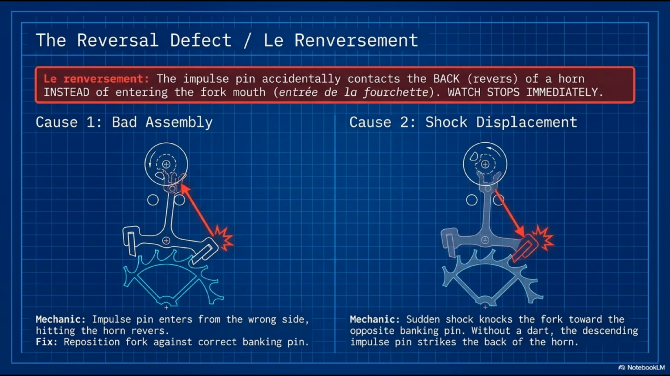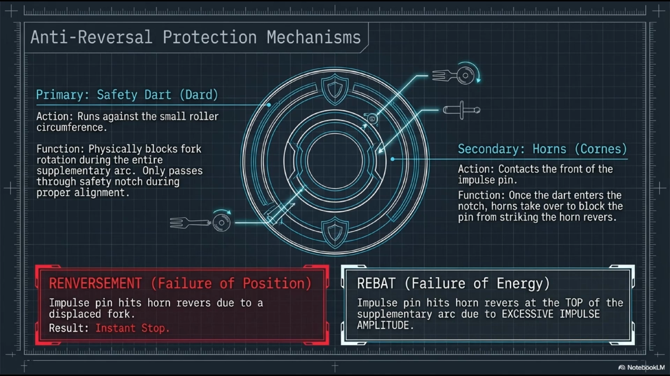Rebat is a failure of energy. Different causes, completely different corrections. The anti-reversal protection of the Swiss lever uses 2 independent protective layers, defense and depth, so that failure of either one alone does not necessarily result in reversal.